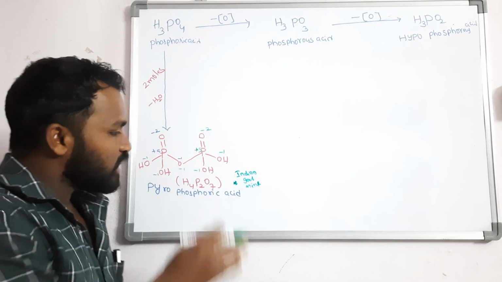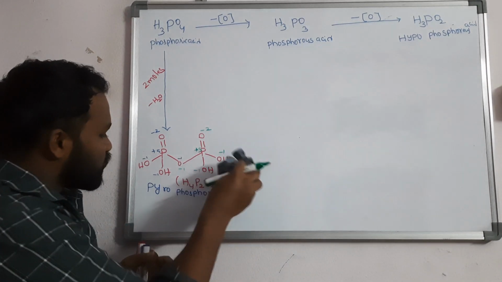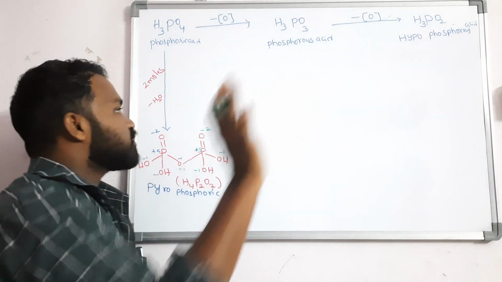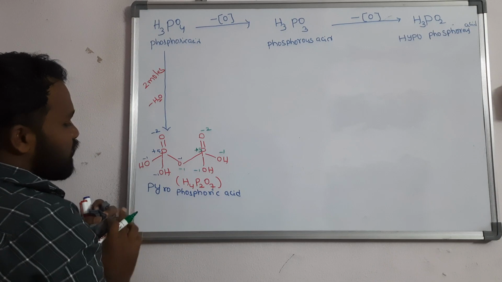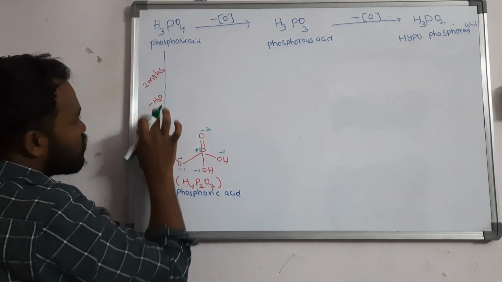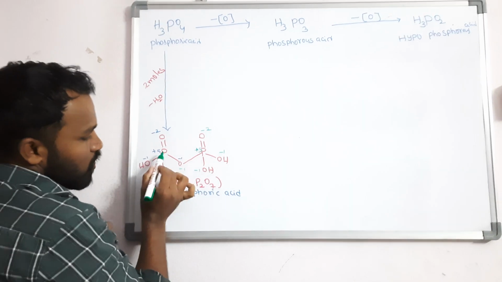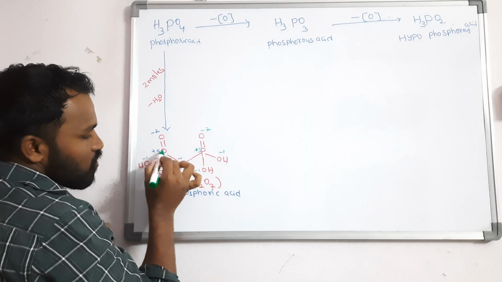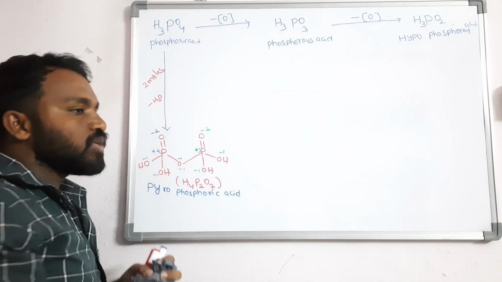January 23, 2022, they asked which of the following is a pyrophosphoric acid. Direct question. This is the way you should write: otherwise, directly take 2 moles, remove 1 water, then you get pyrophosphoric acid. You should also know how many P-O-P bonds there are. How many P-O-P bonds? Only one. This question you can also expect.